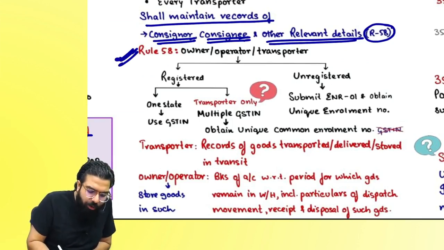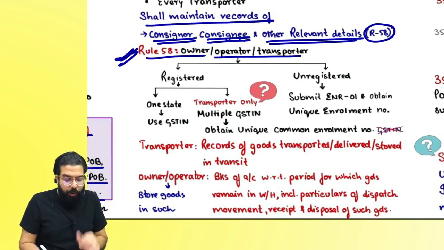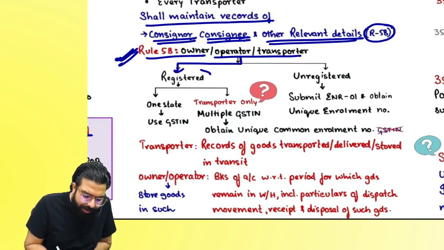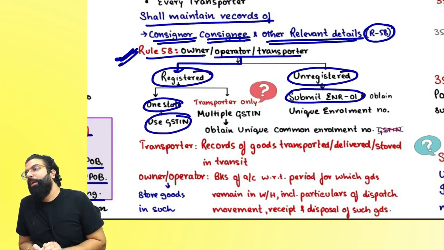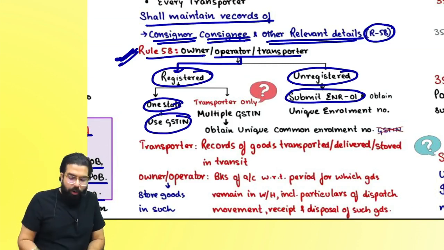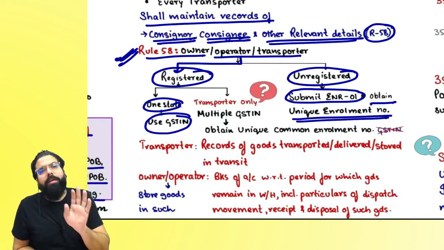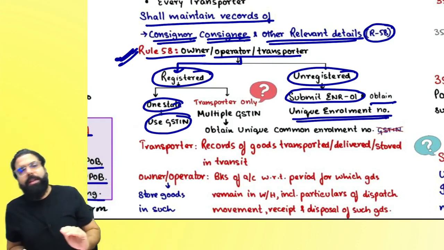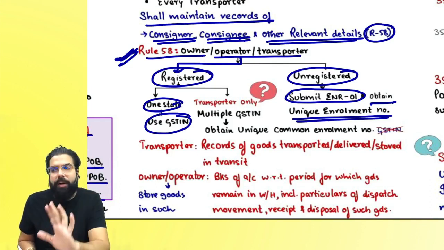Rule number 58 says that an owner operator of a warehouse or a transporter, if they are registered, will have a GSTN number. If they are not registered, they should take enrollment by using GST ENR 01 and obtain a unique enrollment number. Right, everyone? When they take the unique enrollment number, they will not become registered, they are just enrolled under GST.